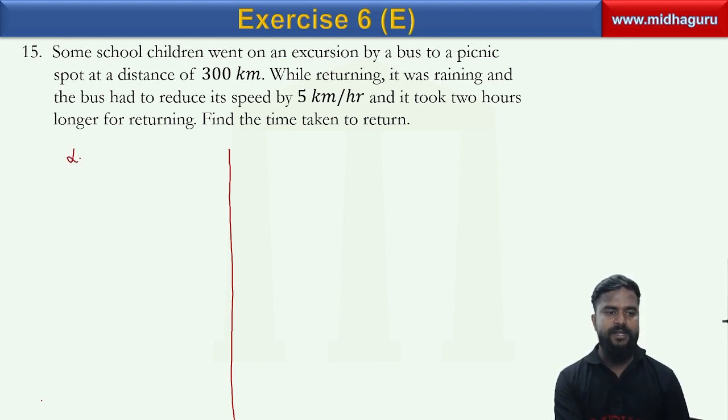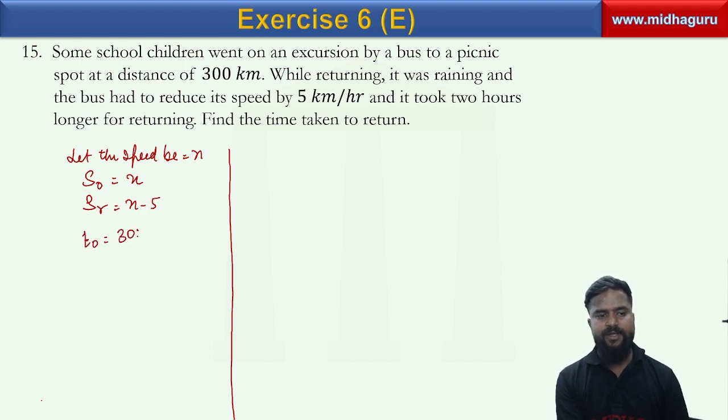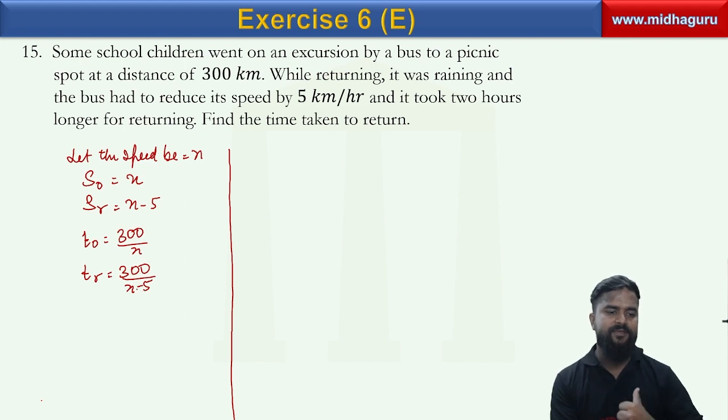So we have to find the time. But what we will do is we'll take the speed to be x. That is the original speed. So the original speed was x, and the speed on the return was x minus 5. Now the time taken originally would have been 300 by x. The time taken for the return would have been 300 by x minus 5. Since x and x minus 5 are in the denominator, you need to understand that x minus 5 is less than x, so this fraction will be bigger.